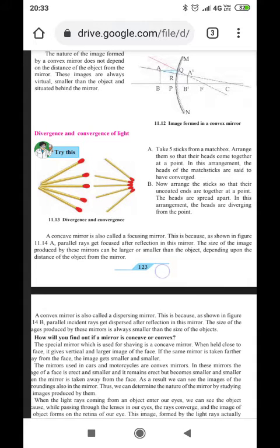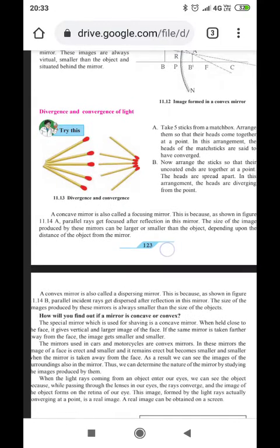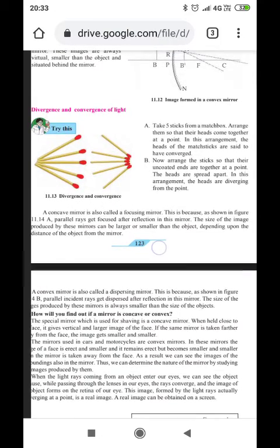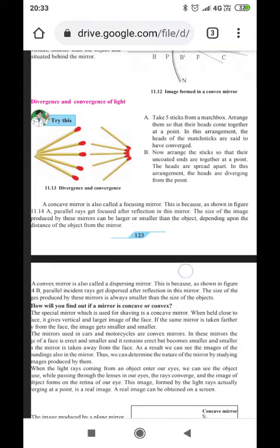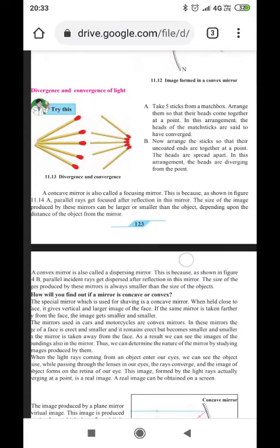Take 5 sticks from a matchbox, arrange them so that their head band come all together at a point. In this arrangement, the heads of the matchsticks are said to have converged.